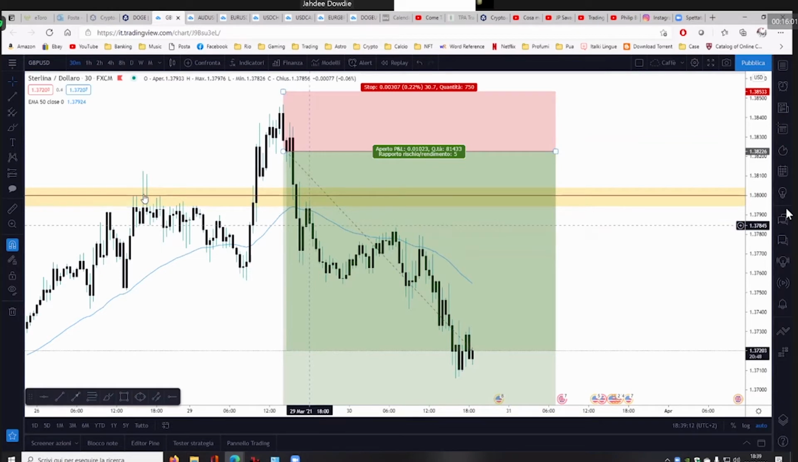Then again, we go here. At a certain point, check here, the 50 MA is passing right here. We see shadows, sell. What is going to happen? Okay, this I'm wondering.